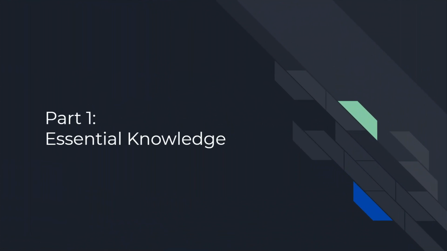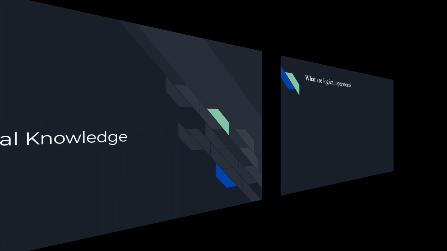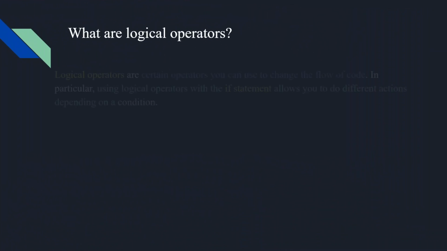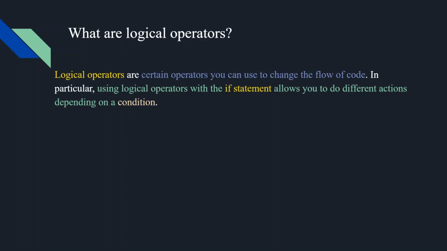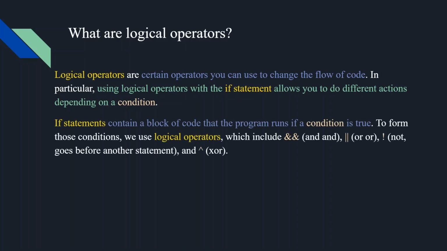Part 1. Essential knowledge on logic in Java. First off, what are logical operators? Logical operators are certain operators, or symbols that perform an action on a value, that can change the flow of code. In particular, logical operators can be used with the if statement to perform different actions depending on a condition. If statements are passed a condition and enter a block of code only if that condition is true.